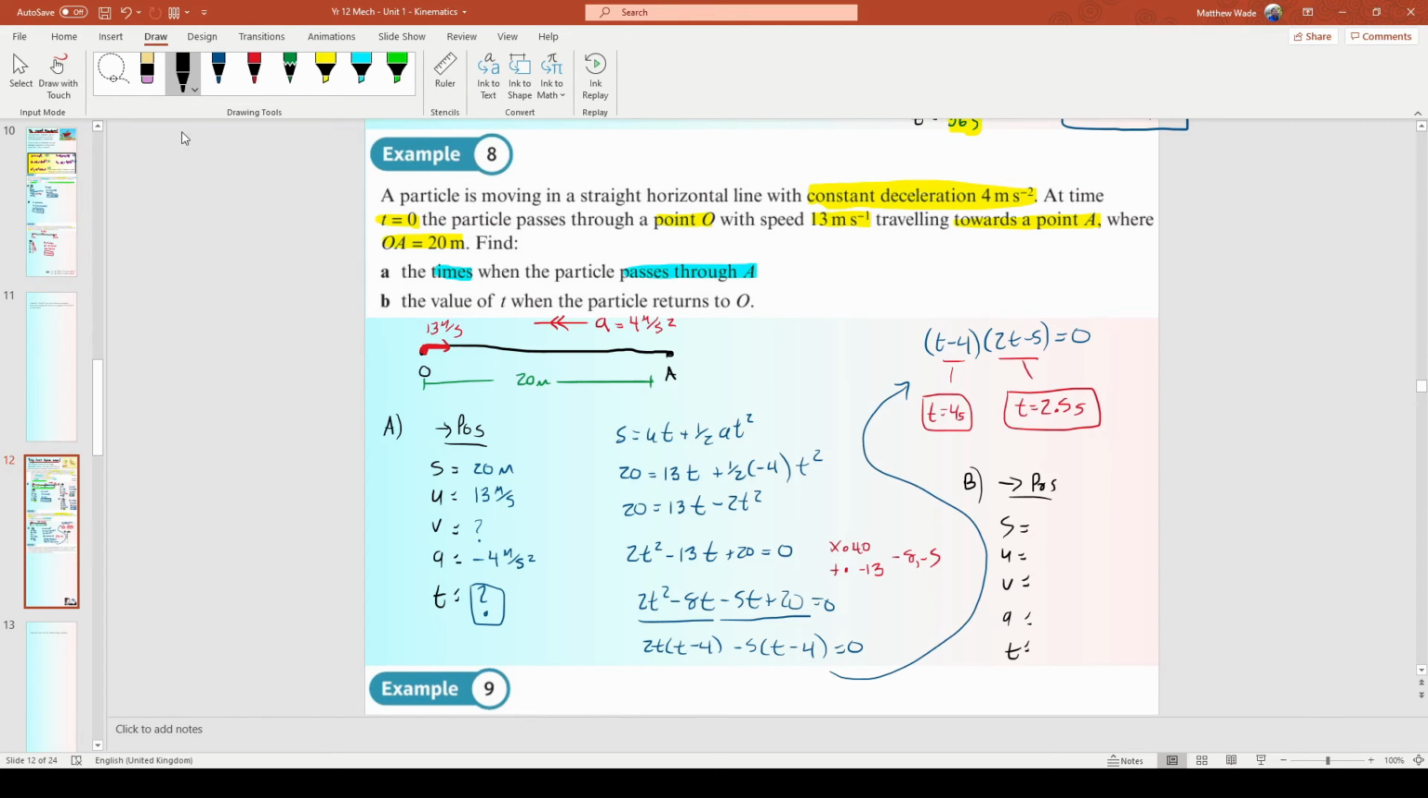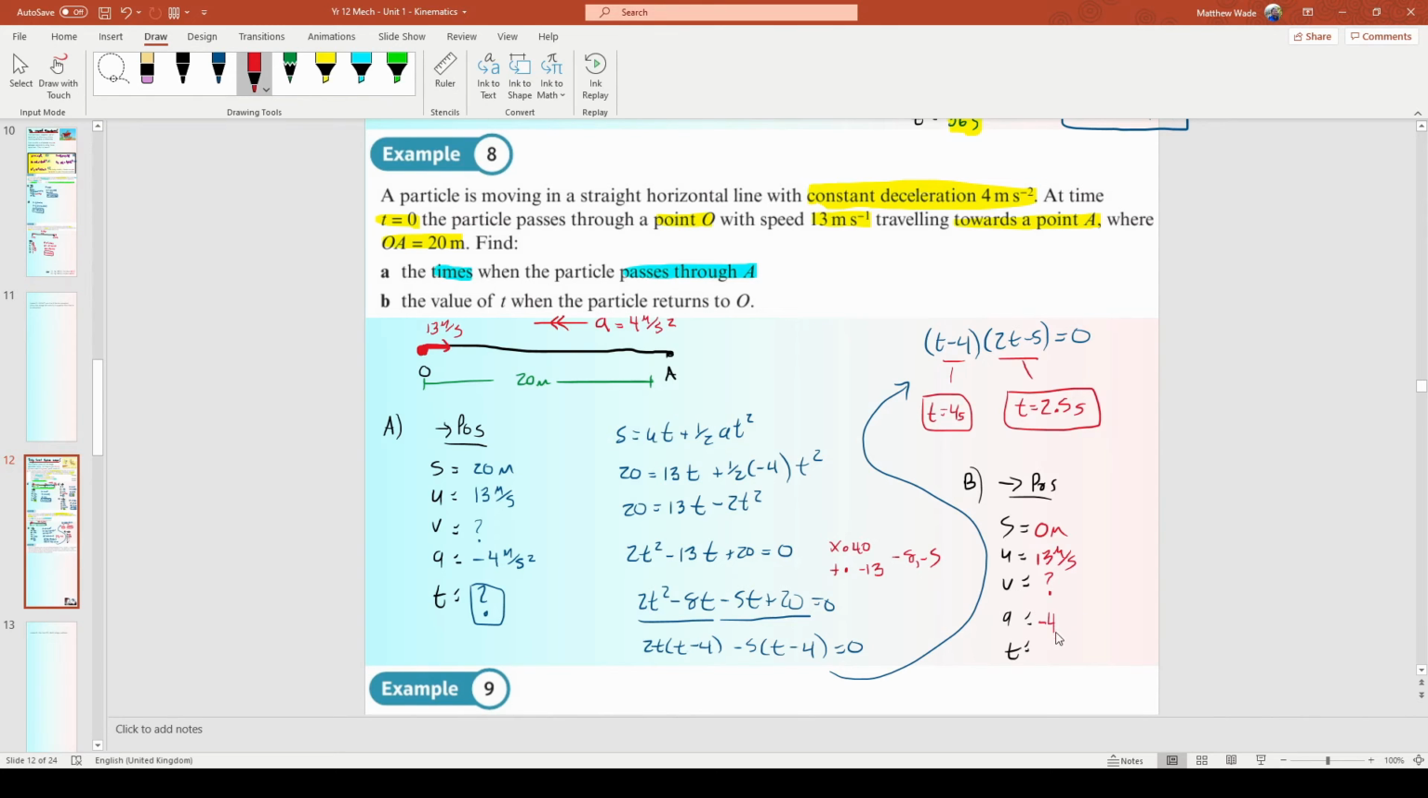Now, here's the thing. If you're really clever, here's what you can do. If it starts at O, it goes off, it does its thing, and it comes back to O. What's its displacement? You're right, 0 meters. Because it ended up where it started. Remember how displacement is how far you've gone based on where you've started? It's different to distance. It wants displacement. So 0 meters. Initial speed, 13 meters per second. Final speed is going to be minus 13, but I'm not going to tell you that. Unknown.